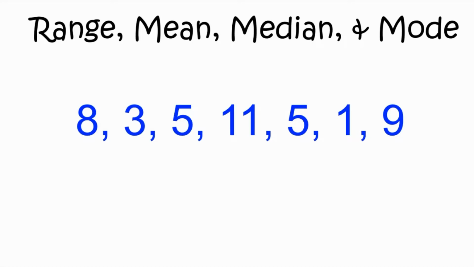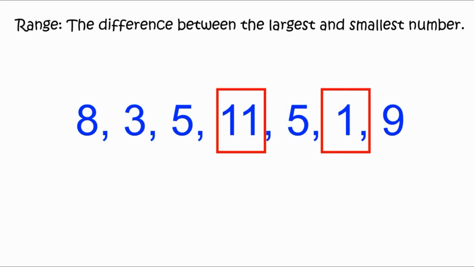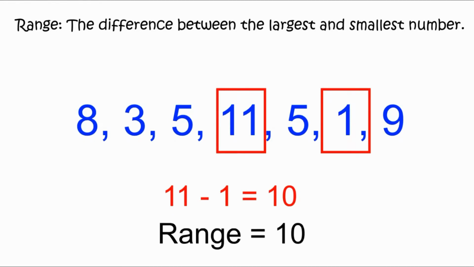In this lesson, I will show you how to find the range, mean, median, and mode of a set of numbers. Let's look at range first. The range of a set of numbers is equal to the difference between the largest and smallest numbers. In this set, 11 is the largest number and 1 is the smallest. We can calculate the range by subtracting 1 from 11. The range of this set of numbers is 10.